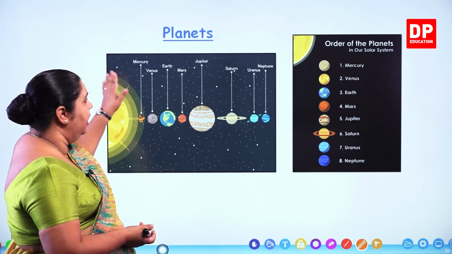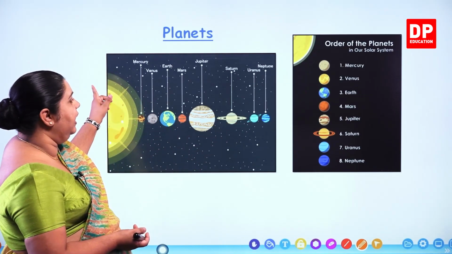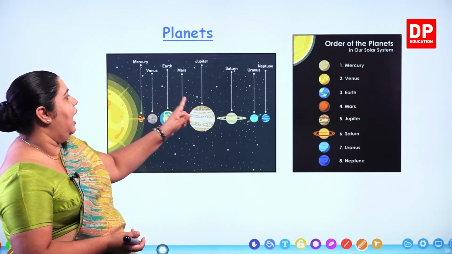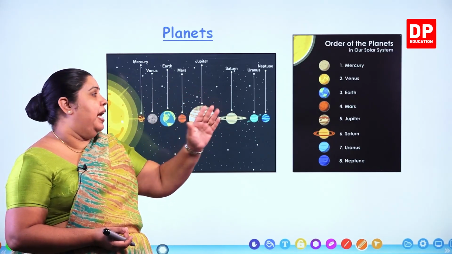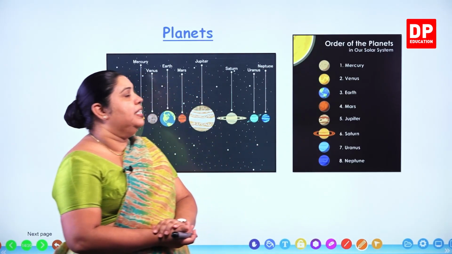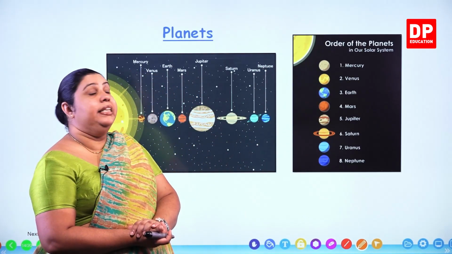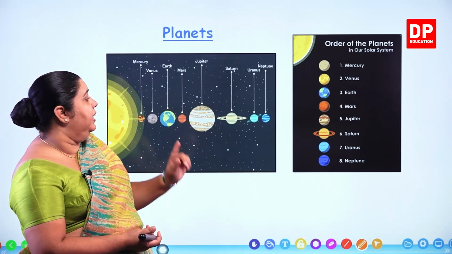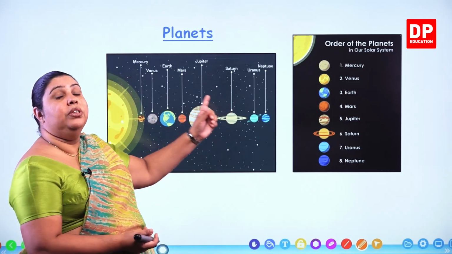This is the sun, the big sun, can you see? And we have the other 8 planets. Now here we have the names of these planets. You can learn them. You can go through these planets. Now they travel around the sun.